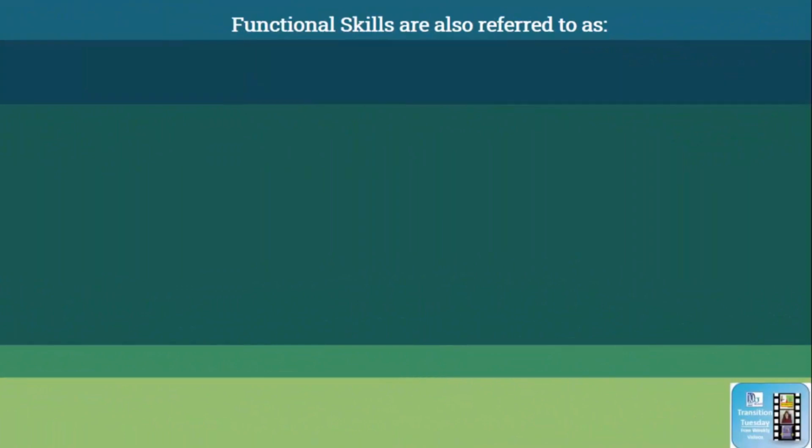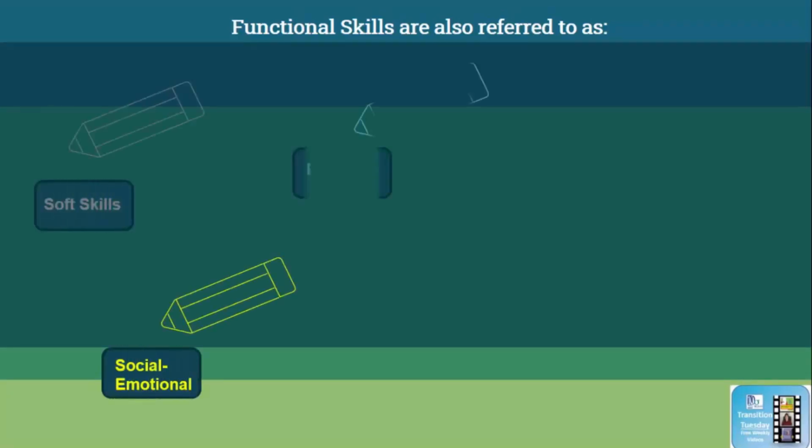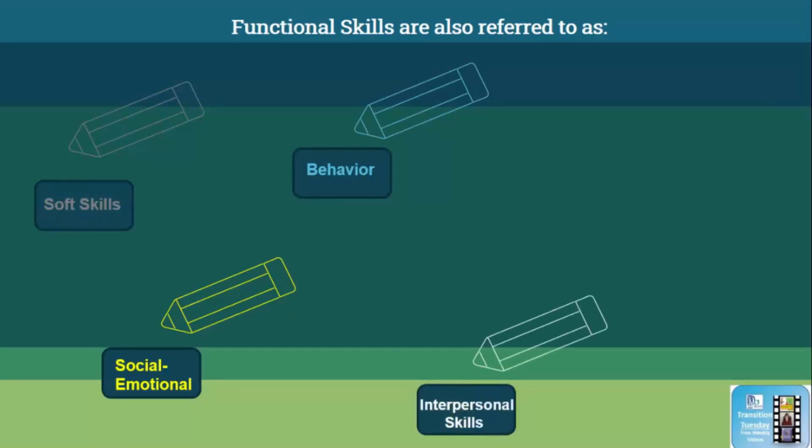Let's get started with other names for functional transition skills. They are often referred to as soft skills, social-emotional skills, behavior skills, interpersonal skills, and life skills. Functional transition skills encompass all of these skills.